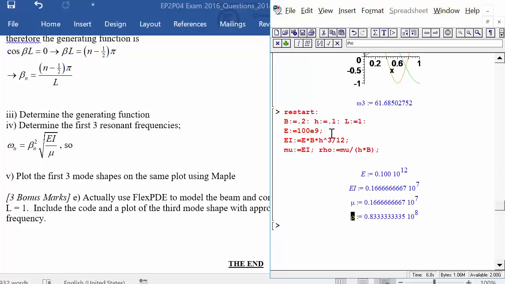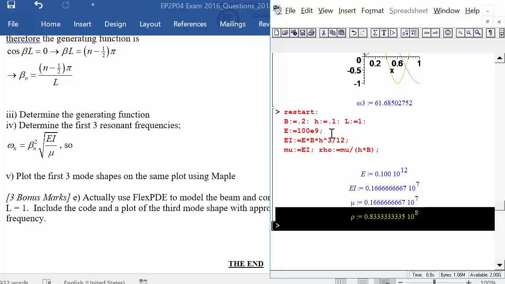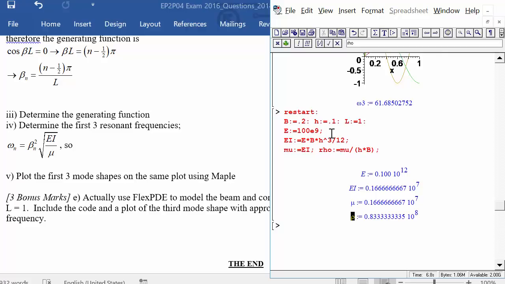Okay, so this is saying that the density is actually pretty massive in this particular case from the setup that we've got. So to get EI over mu to be equal to 1 for this case, we need a totally unrealistic density of 8.3E7 or 0.83E8 or 83 million kilograms per cubic meter, which is, I don't know, some sort of partially collapsed neutron type thing. So that's kind of cool.